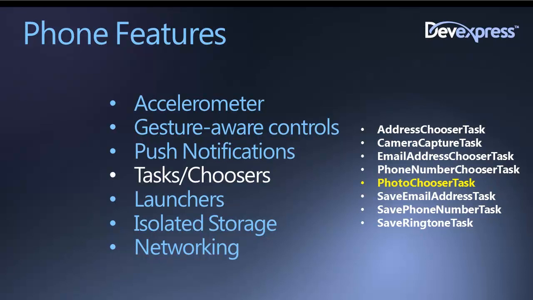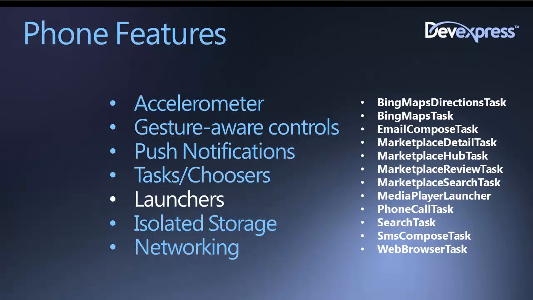So in addition to tasks and choosers, there's also a concept of launchers. There's a lot of launchers, and these launch various applications and functionality within the phone. So you've got stuff to launch Bing Maps. You can pass in a location. You can generate directions.